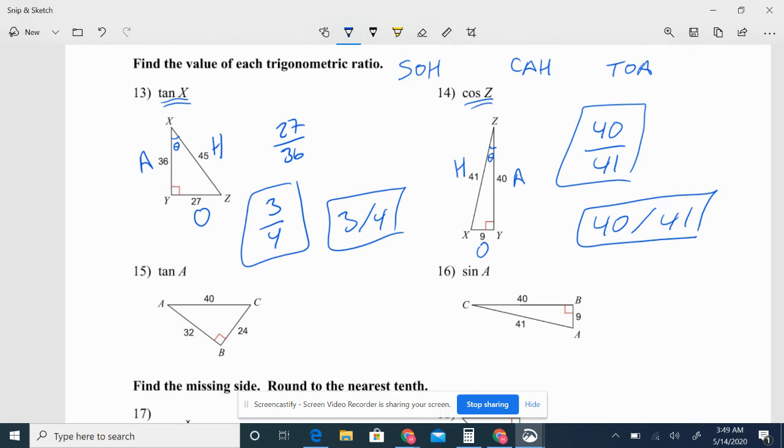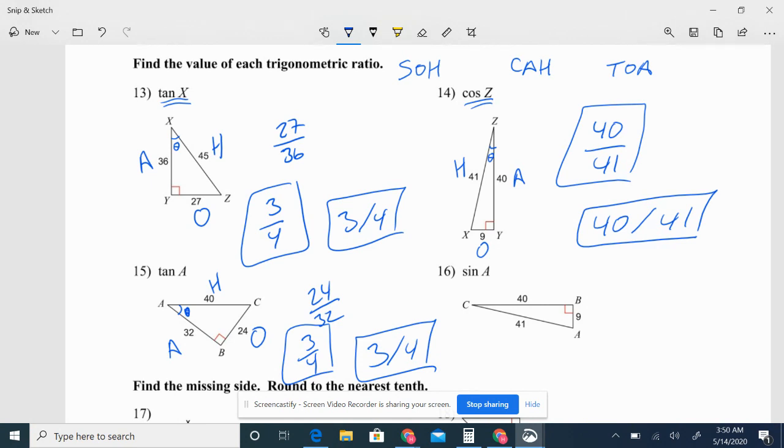Now, question number 15. Let me label all three sides. The biggest side is called the hypotenuse. Since I'm asking for tangent of A, at A, I'm going to put my theta. From the corner, 24 is my opposite, 32 is my adjacent. Tangent I know is opposite over adjacent. So I'm just going to go 24 over 32. Do simplify it if you can. What I'm going to do, I'm going to divide each of my numbers by 8. I'm going to simplify my fraction. That's going to give me 3 over 4. And I'll type that as 3 backslash 4.